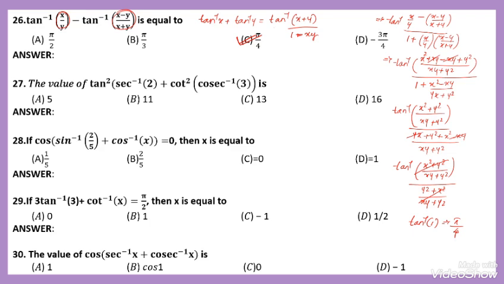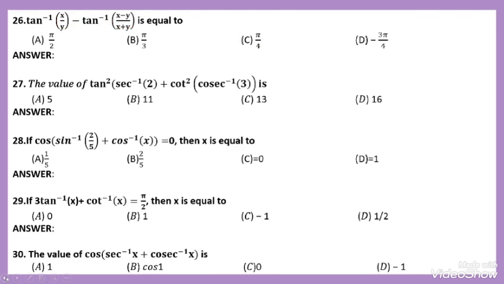Now, here we have to use the property. When you go through the property, you will get the definite answers. Next, question number 27: tan square of sec inverse of 2 plus cot square of cosec inverse of 3. Here I cannot use the direct properties. Here there is a 2 and 3, which are not in standard form. There is no value of sec inverse of 2 and cosec inverse of 3 in the standard angle table. That's why I can use the identities here.